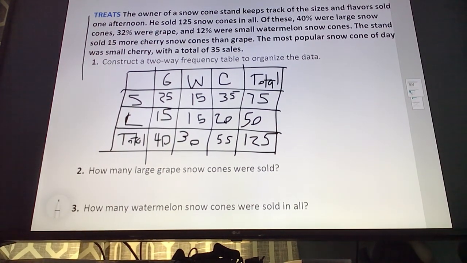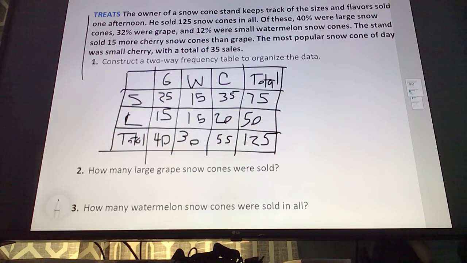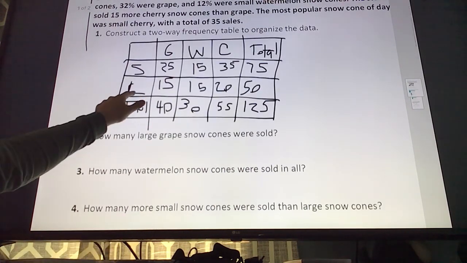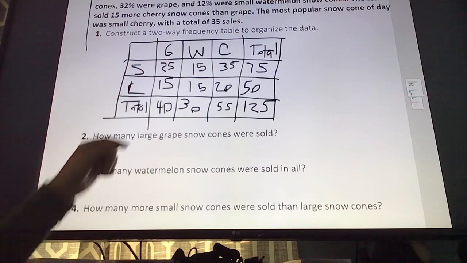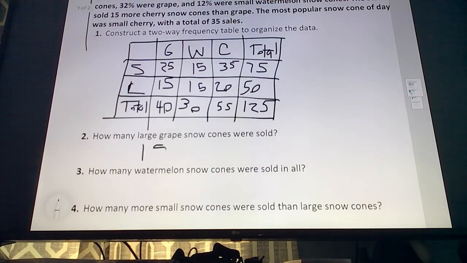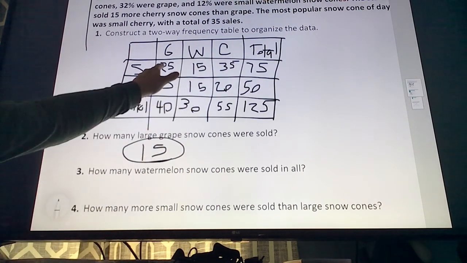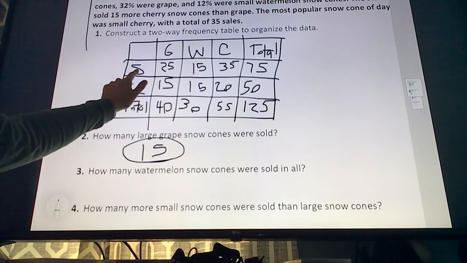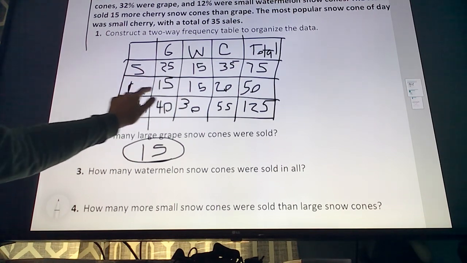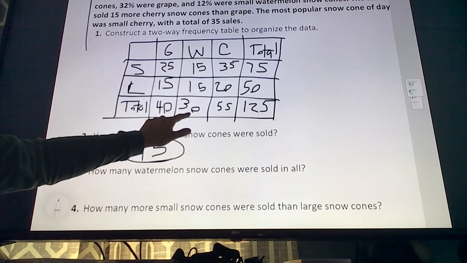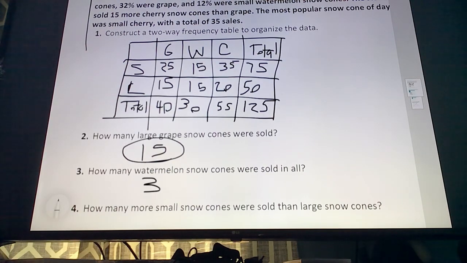How many large grape snow cones were sold? We're looking at the large column for the grape, and it says 15. How many watermelon snow cones were sold in all? I know I sold 15 small watermelons and 15 large watermelons, so that gives me a total of 30 watermelon snow cones altogether.